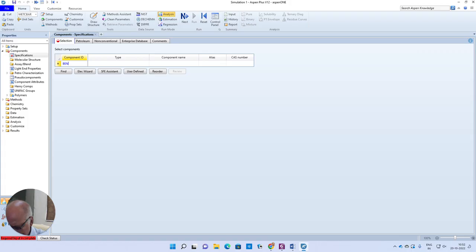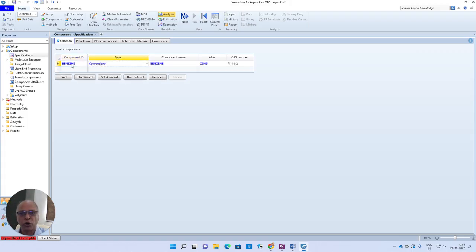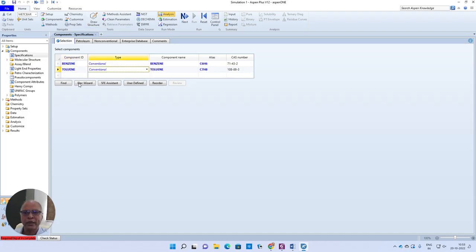So for the time being, let me consider some components to demonstrate the use of these models. Say for example, benzene and toluene. Of course, there is no limitation that we need to use only two components. Just for demonstration purpose, I am using a binary mixture. So go to the next input step. Usually in any process simulation, this is the first step. You need to define all the components that you are going to handle in your process.